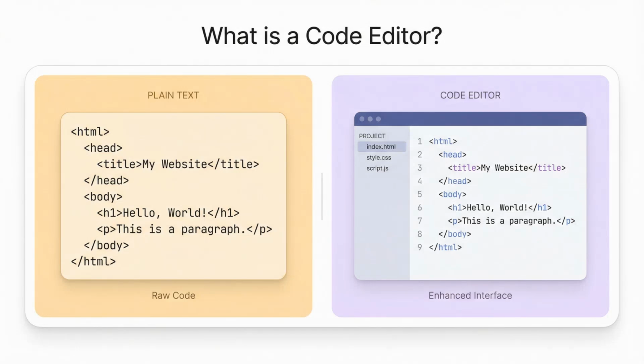Now, to write HTML, you need somewhere to write it. That place is called a code editor. There are many code editors out there, some paid, some free. But the one that's most widely used, especially for beginners, and is completely free, is VS Code, Visual Studio Code. Think of it as your writing desk for all things web development.